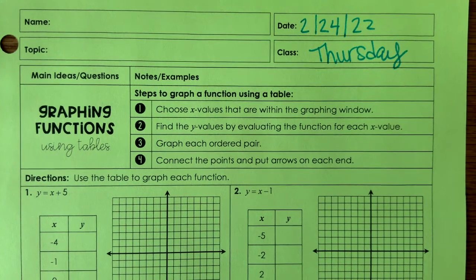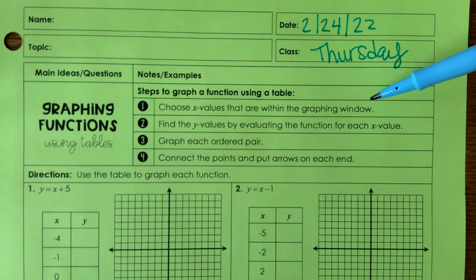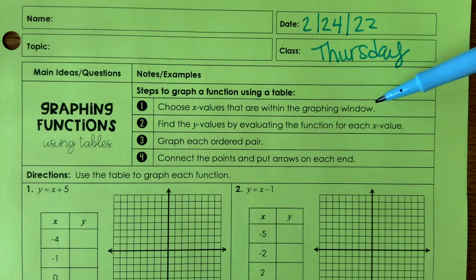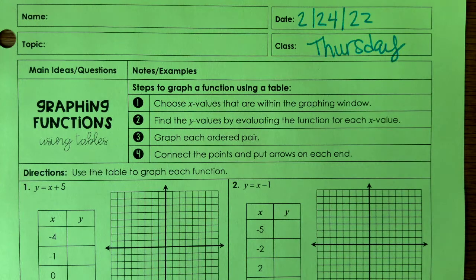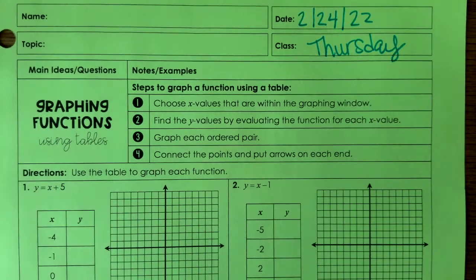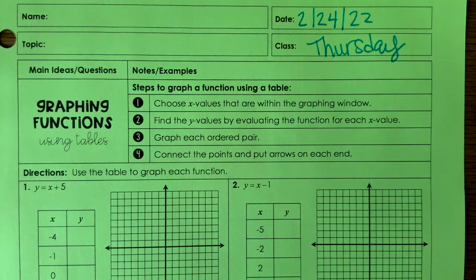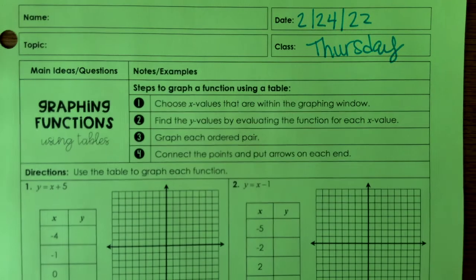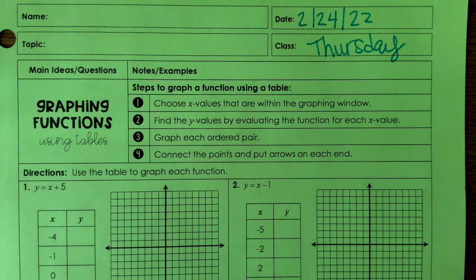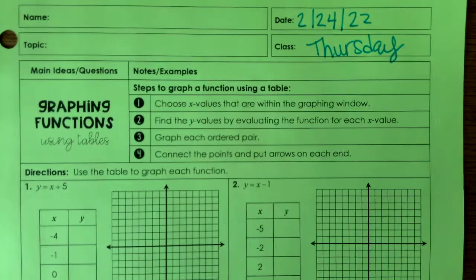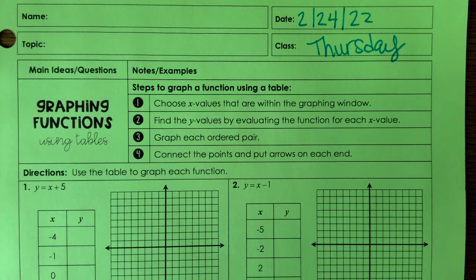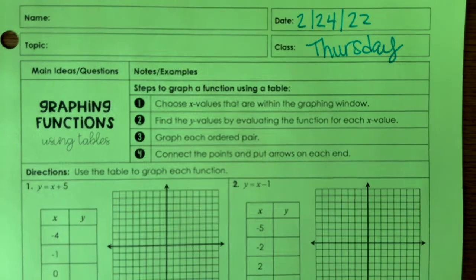So the first thing that we need to do is we need to choose the x values that are within the graphing window. So I'm just going to pick 4 different x values that make sense. On the first few problems, I'm going to give you the x values, and then on the other few, you guys get to choose them. So after that, then it says find the y values by evaluating the functions for each x value. So you're going to plug in them all, and you're going to figure out what the y value would be for that. Then we're going to graph each ordered pair, and finally we're going to connect the points and put an arrow at each end.